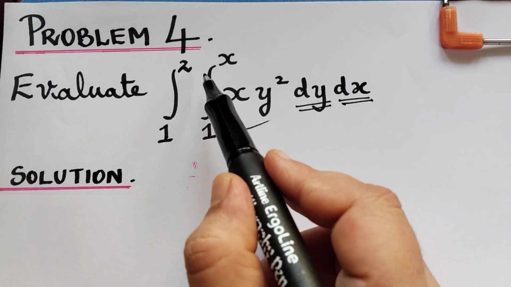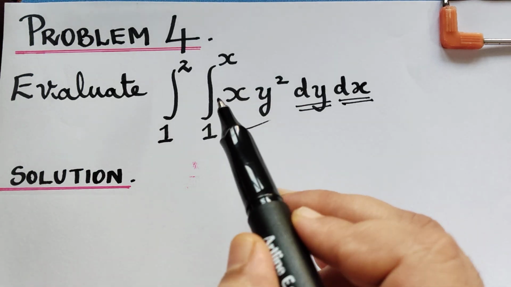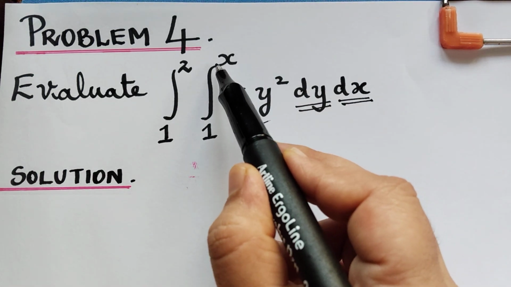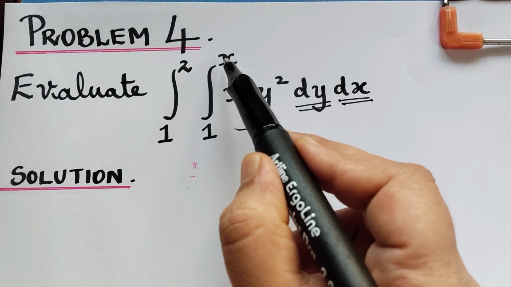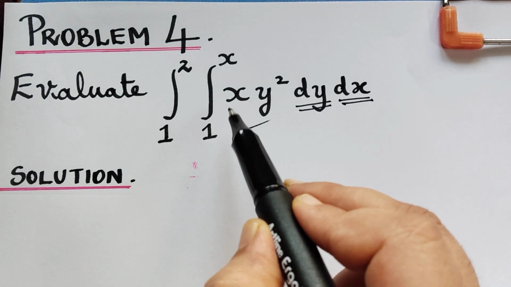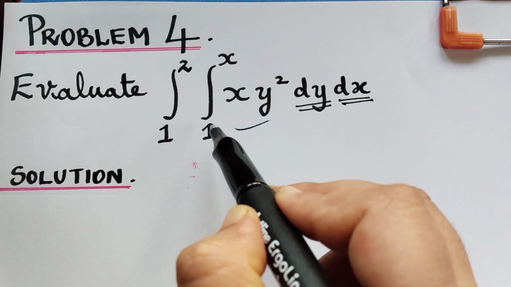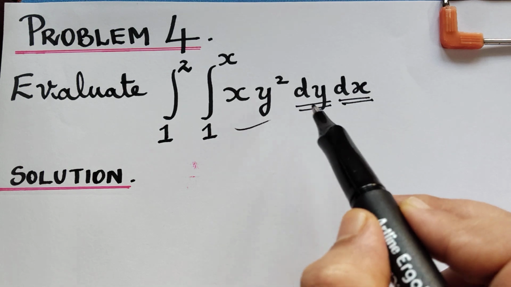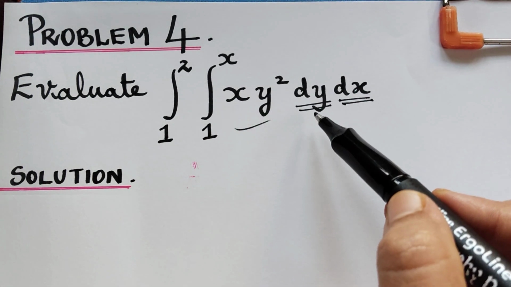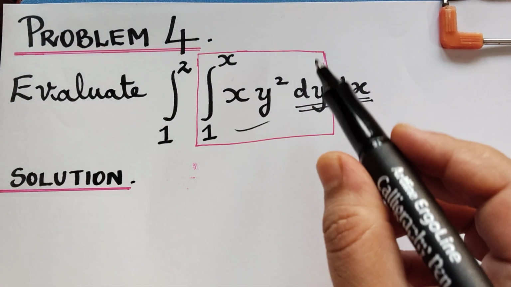But remember, whatever variable appears in the limits, you have to integrate with respect to the other variable. Here you have the limit as x. Whenever you have x as the limit in the integral, you have to integrate it with respect to y. If you have y as the limit in the integral, then you have to integrate it with respect to x. So remember to do that. Since we have x over here, first we are going to integrate with respect to y. I have marked it here.